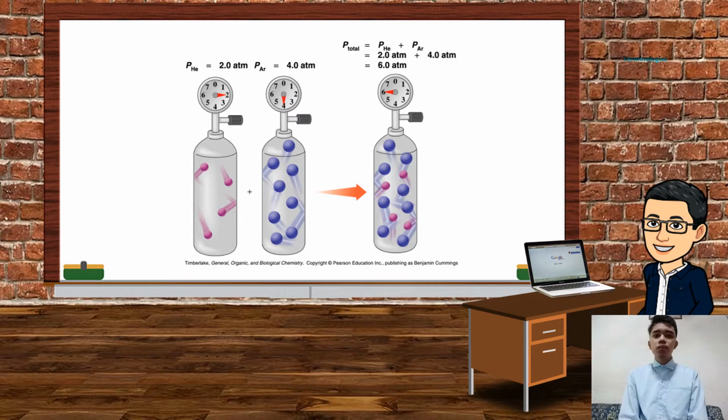In this picture, you will observe that the container has two gases. These are the elements helium and argon. The pressure of helium is 2 atmosphere and the pressure of argon is 4 atmosphere. To get the total pressure, we need to add the pressure of the two gases, so that's 2 atmosphere plus 4 atmosphere equals 6 atmosphere. So the total pressure of gases in the container is 6 atmosphere.